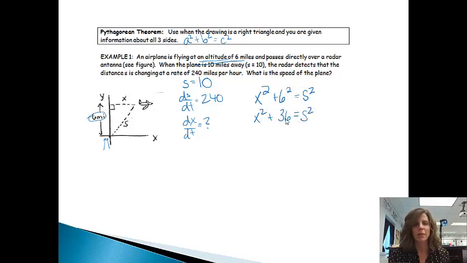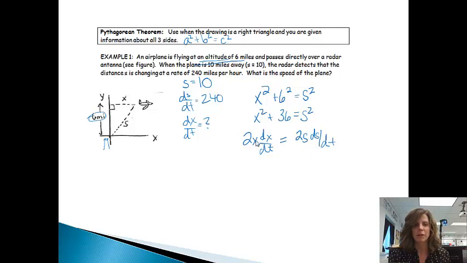Okay, now from here, just one comment that I'm going to make. We're not going to put s equals 10 in there right now because that value is changing, so we want to save that till we're done working with this equation. The next thing that we want to do with this, though, is to take the derivative. So the derivative of x squared would be 2x, and then don't forget we need to include dx/dt because x is changing with respect to time. Then the derivative of 36, since it's a constant, will just be 0. And then the derivative of s squared will be 2s, and once again it will be ds/dt because we're taking the derivative with respect to time.